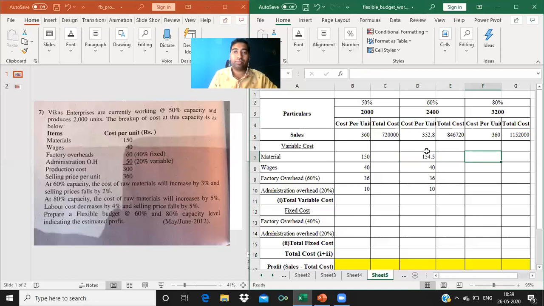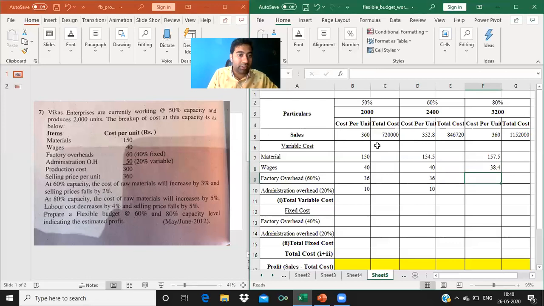Coming to the 80% capacity, the cost of raw materials will increase by 5%. So the cost of raw material is 150 and it is going to increase by 5%, so it is multiplied by 1.05. Next, wages, or the labor cost, decreases by 4%. It was 40 rupees and it is going to reduce by 4%. So it is multiplied by 0.96.